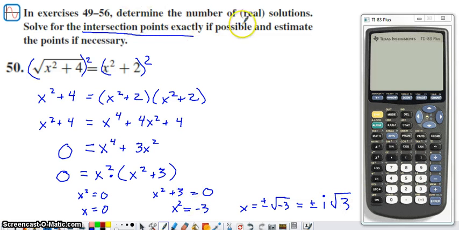So how many real solutions does this equation have? Well, the only real solution is right here, x equals 0. This equation did have two imaginary solutions. Now in calculus, you're generally not going to worry about imaginary solutions, so those don't really impact us at all.